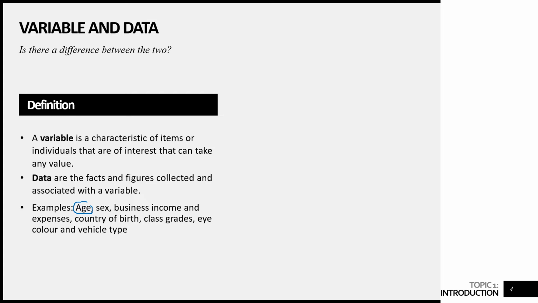Okay, so as you can see here, variable, the root word is vary. So you know what vary means, right? Vary means it's always changing, not constant. So for any characteristic of interest that you ask people or anyone, you'll be able to get many, many different numbers or values. So I hope you understand the difference between variables and data.